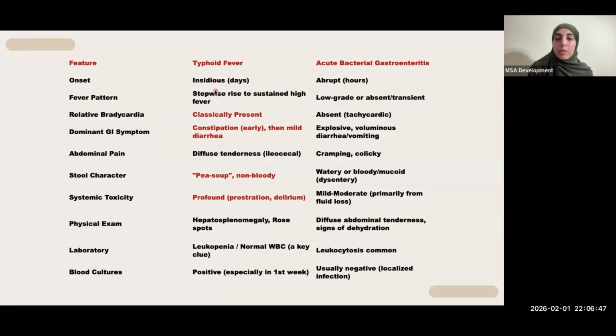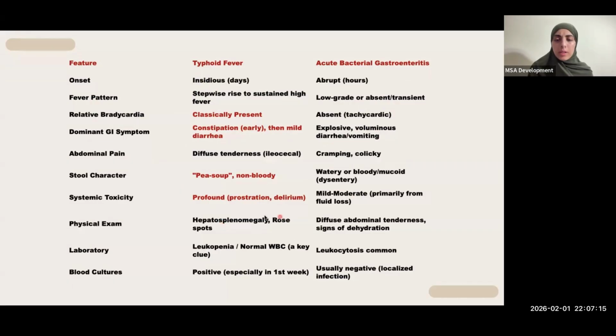Again, remember the fever in typhoid fever is more stepwise, okay? And it has bradycardia, while the gastroenteritis will have tachycardia. So fever with bradycardia is typhoid fever. And then all of the other symptoms that we talked about, these won't really be seen here because you won't see the constipation. It will just be diarrhea and gastroenteritis. And the pea soup stool is characteristic for typhoid fever.